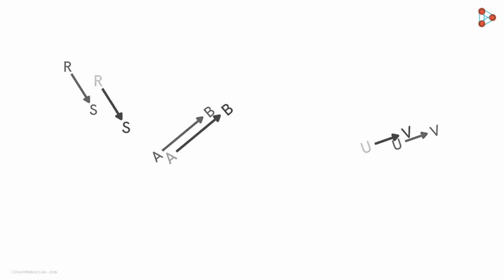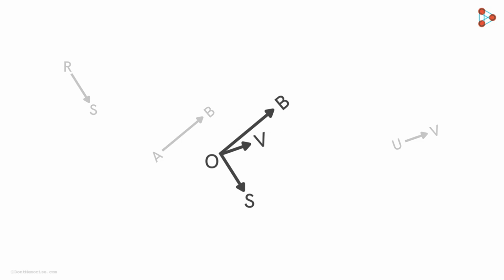Now consider the vectors AB, RS and UV. Let's move them parallel to their positions without affecting their magnitudes and directions such that they originate from a single point. Can you see? Now it's much easier to compare the directions and the magnitudes of these vectors with respect to each other. Now let me ask you a question.